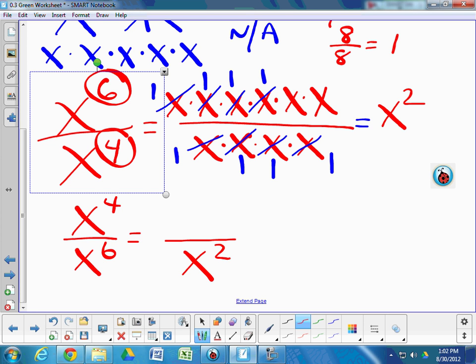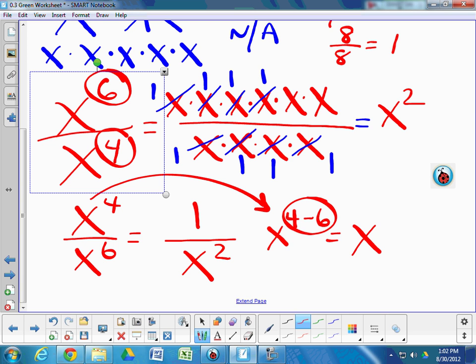2. We can't really have nothing over x squared. I didn't say anything, right? We need a placeholder up there. 1. Another way of doing that is to bypass that and say, let's still subtract. What's x to the 4 minus 6?